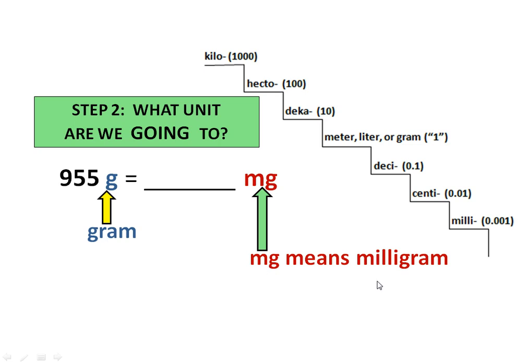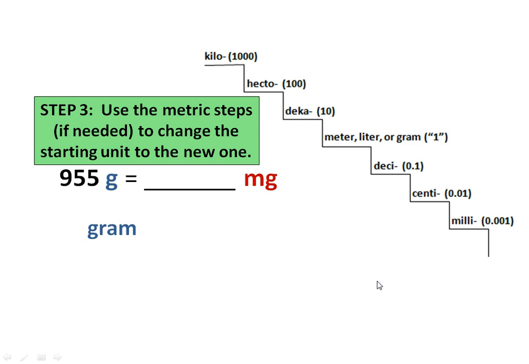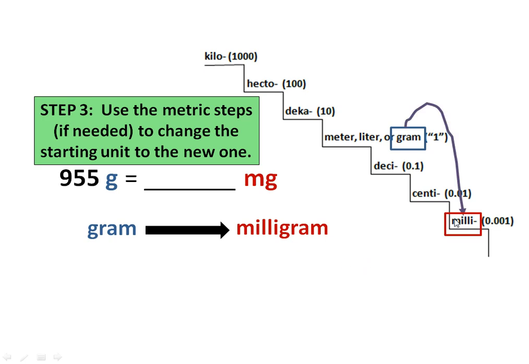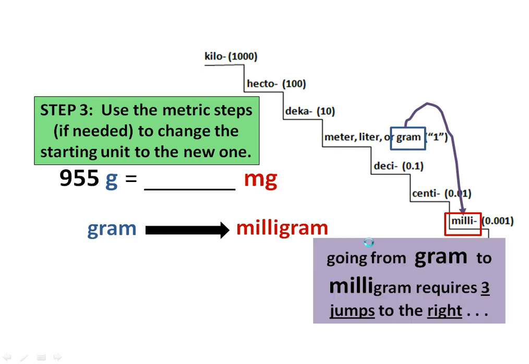So now we can use our staircase, our metric steps, to change our starting unit gram to our answer unit milligram. Finding gram in our staircase, it's kind of in the center of this staircase here. There's gram right along with meter and liter in the ones place. And we want to get our answer to milligram. So milli anything is here at the bottom. So gram to milligram, we just need to count how many steps that is. Going from a gram to a milligram requires 3 jumps to the right.